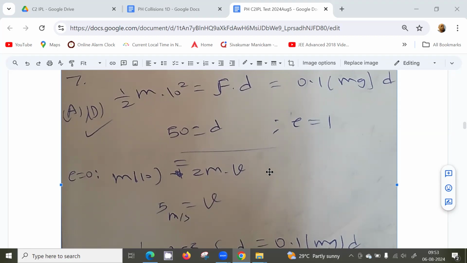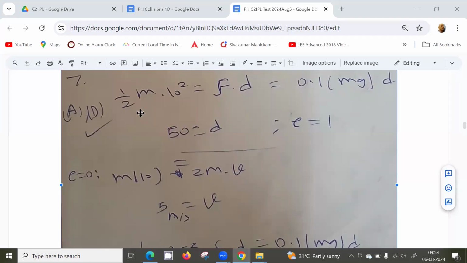Straightforward question. Just before the collision, because these are two equal masses, you can straightaway use the result that if two equal masses collide elastically, the velocities get interchanged. Since B is at rest, after collision A will come to rest and B will move with the same velocity of 10 meters per second. After that something will happen, but just after collision there will be a velocity interchange.